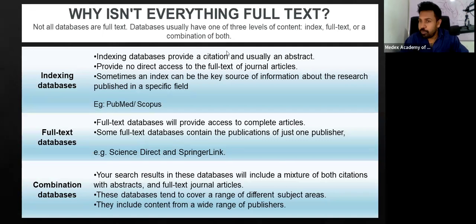Everything means all the information will not be included there. Right? So PubMed and Scopus. Then full text databases. Full text databases will provide access to complete articles. Some full text databases contain publications of just one publisher.